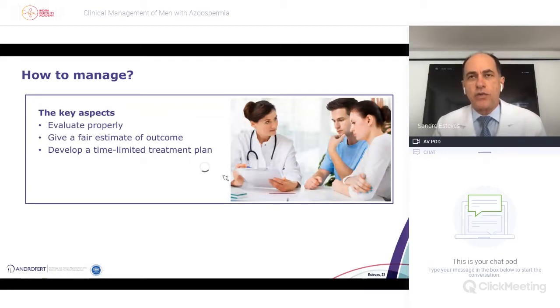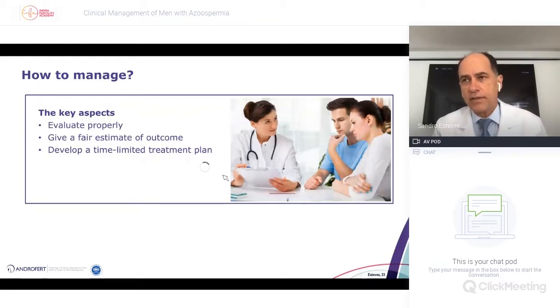The other condition is maturation arrest, in which we find sperm in about 40 to 50% of cases using sperm retrieval. And in these cases, the spermatogenesis is arrested at some point. It could be at the spermatogonia level, could be at the spermatocyte level, or could be at the spermatid level.